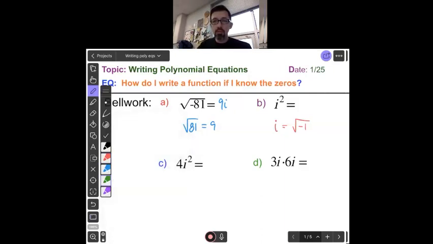Brooklyn, what do you think? Chad, what do you think? What's i squared equal to? Not asking what you know, just asking what you think. Kenzie, what's i squared equal to? Jasmine, what's i squared equal to? Yeah, what's i squared equal to?